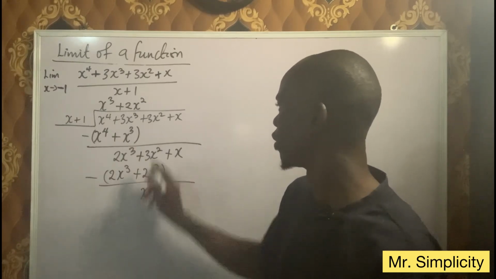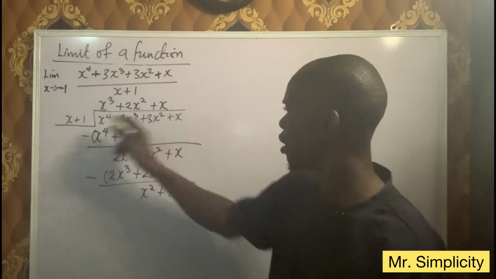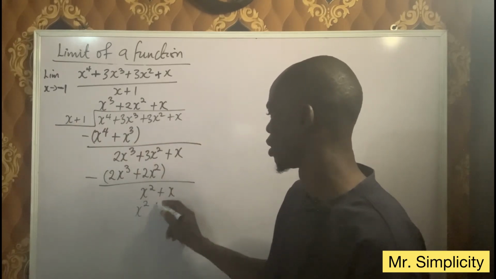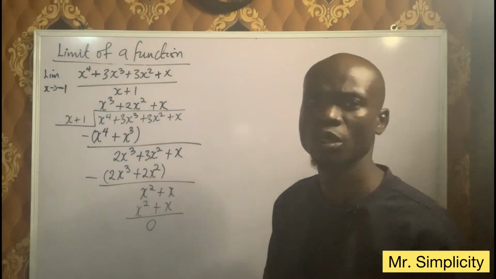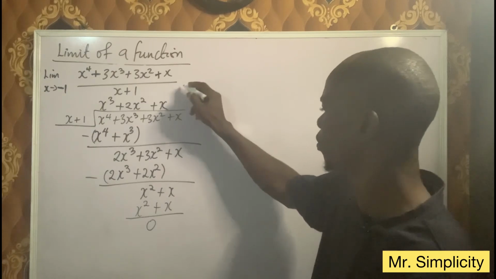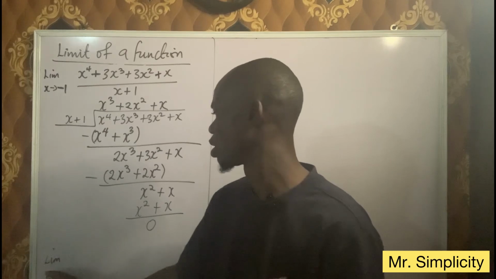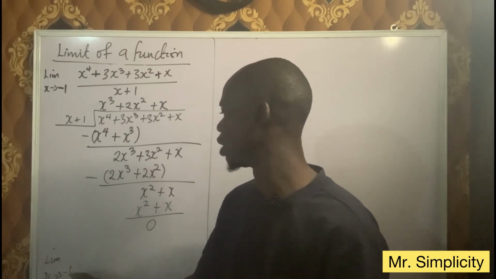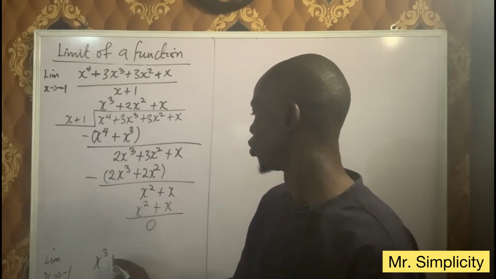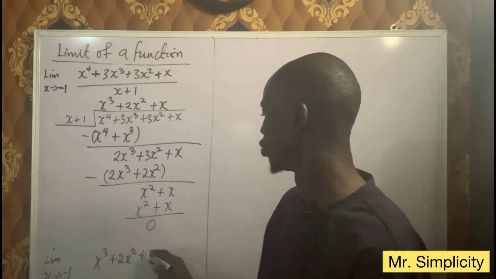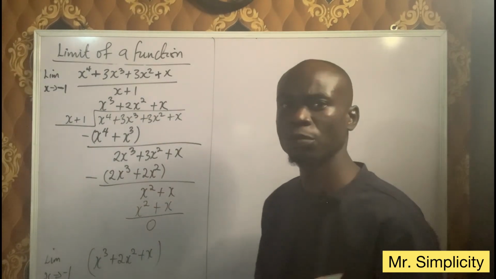X divided x squared, you have x. Okay? So at this point, x times x will give us x squared. X times 1 will give us x. So what is remaining is 0. So that is to say this term will now become limits as x tends to minus 1. We're now having just x raised to power 3 plus 2x squared plus x, which is the answer we got from the long division. That's what we now replace the expression.